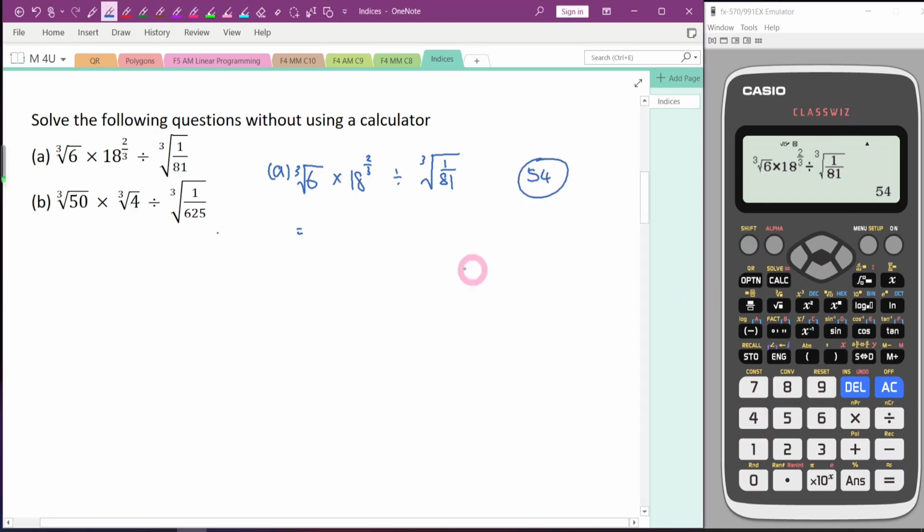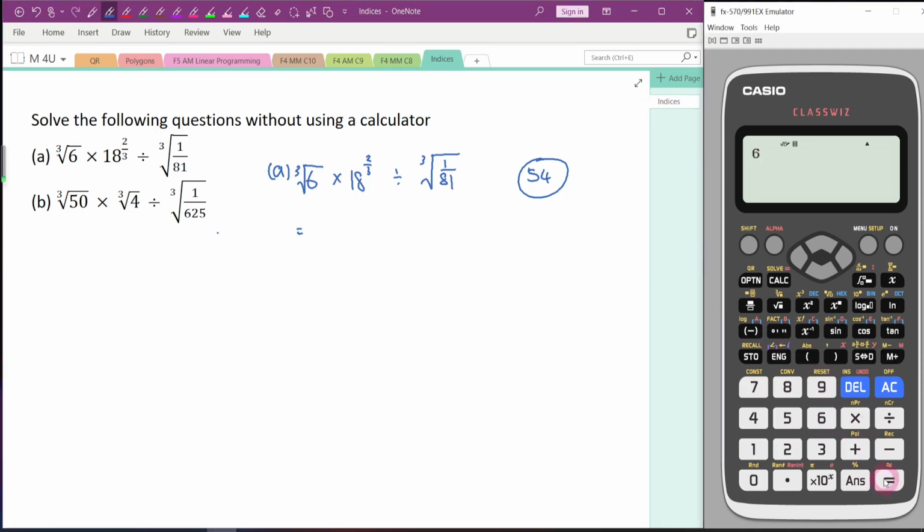Okay, now without using a calculator, we cannot directly write 54 here. We want to show our steps clearly. So same thing, our purpose is to try to change their bases. This 6, 18, and 1 over 81 become the same, so that we can use the rules that I told you just now to help us do the simplification. In this situation, the prime factorization function of this calculator comes in handy to help us break this number into prime numbers. Let me show you how to do it.